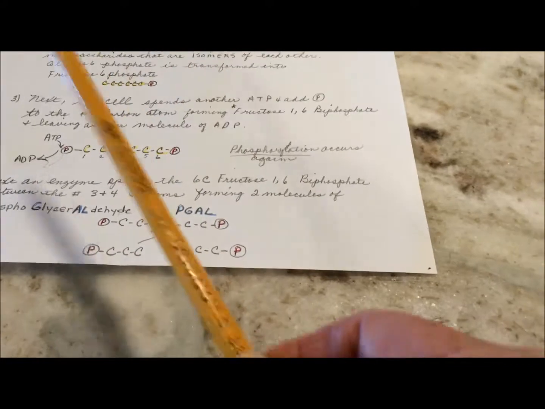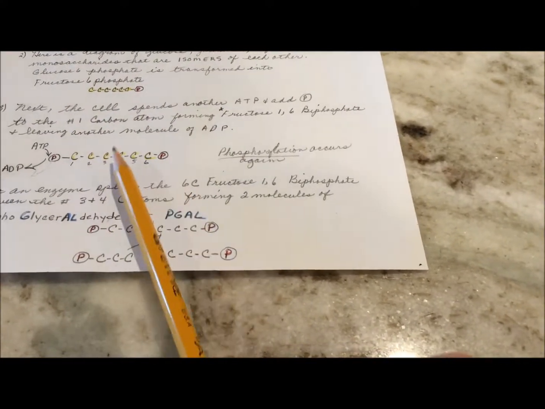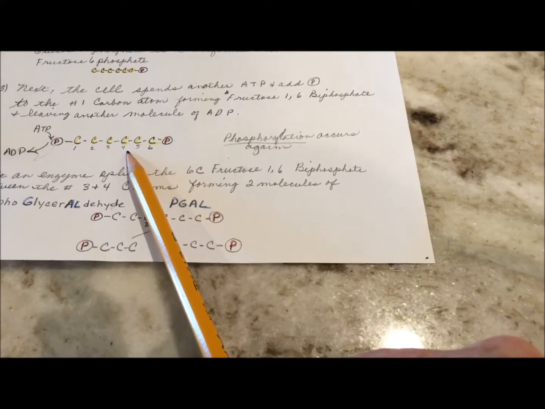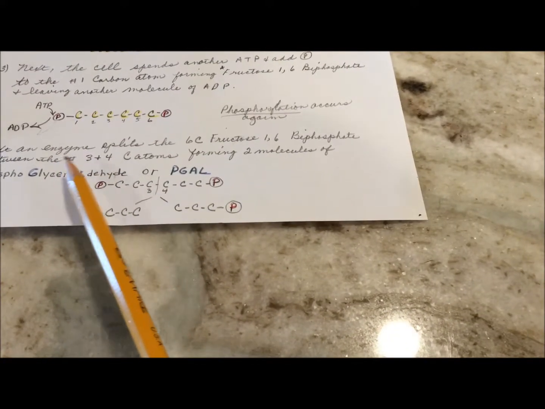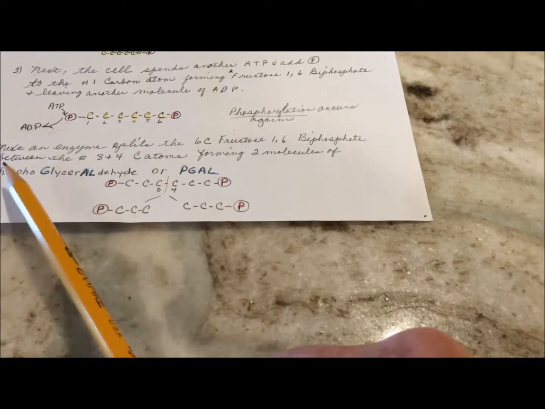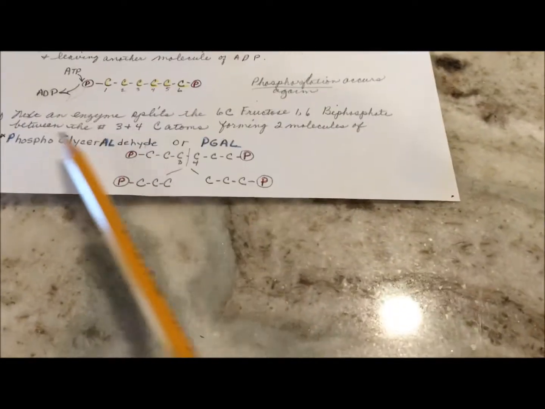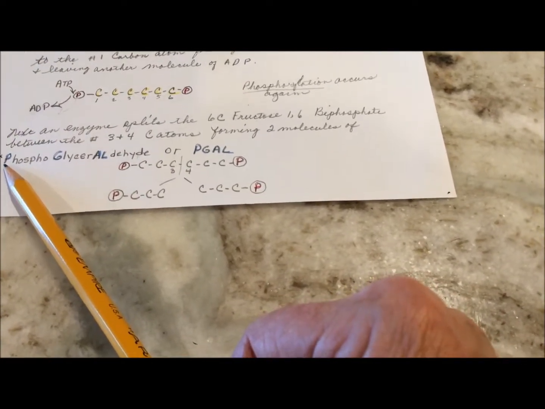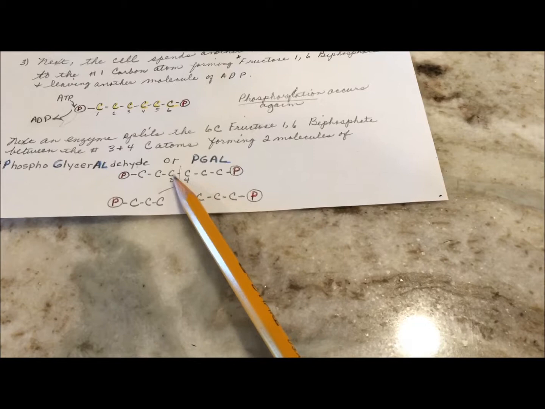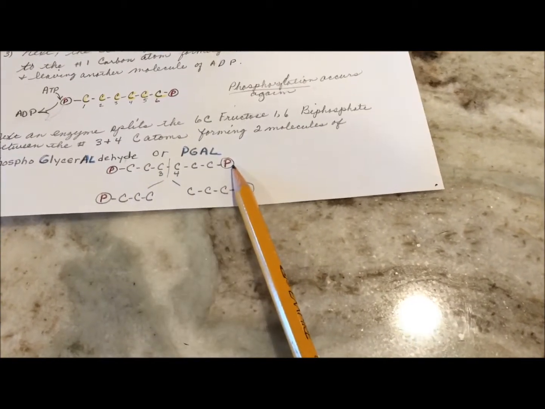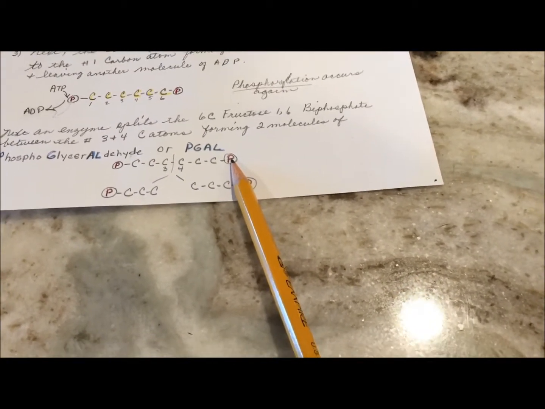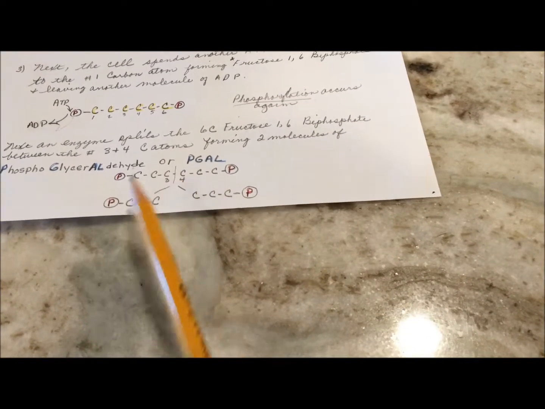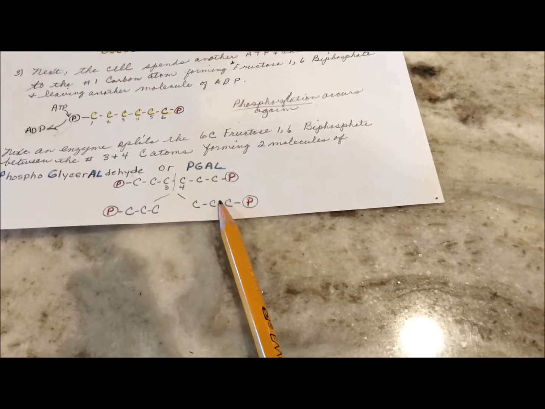Next, we're going to cut this big compound in half, right here between the number 3 and the number 4 carbon atoms. And this forms 2 molecules of PGAL, or phosphoglyceraldehyde. Put a star by that because that's also a compound you need to know. So here's our diagram of fructose 1,6-bisphosphate. An enzyme cuts it between the number 3 and 4 carbon atoms, and you get 2 PGALs formed.